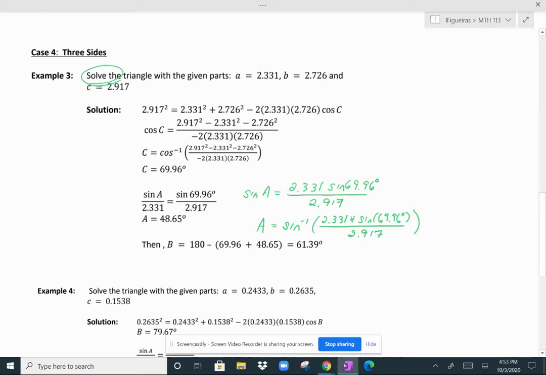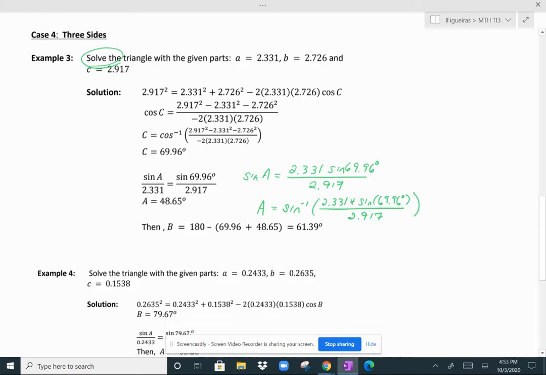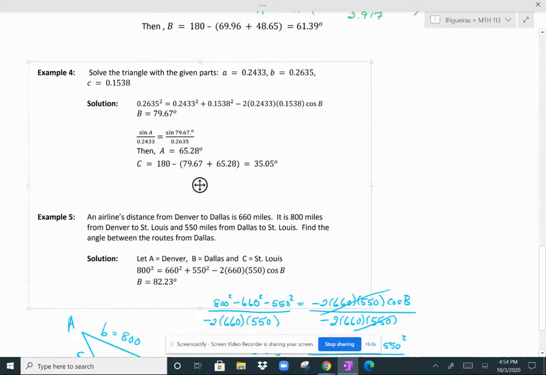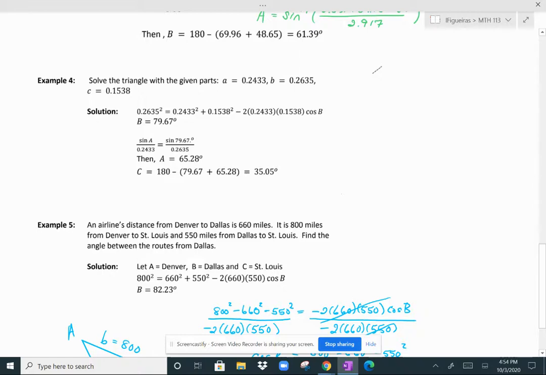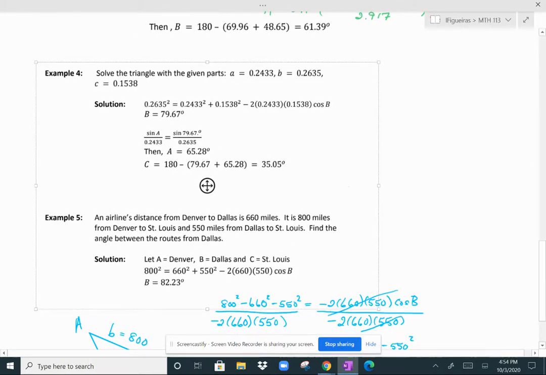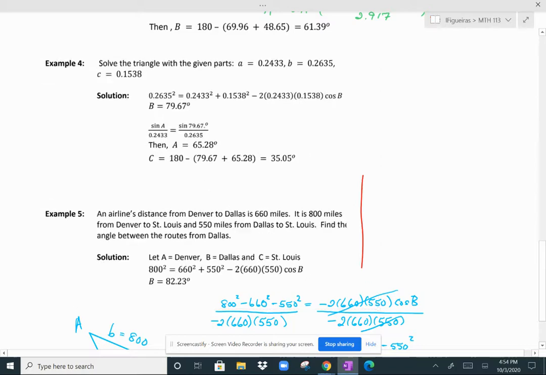All right, so let's do another one right here. This is example 4. Just going to make this a little bit bigger. Okay, so example 4 has, we want to solve the triangle with the given parts. We have A is equal to 0.29333, B is 0.2635, and C is 0.1538.